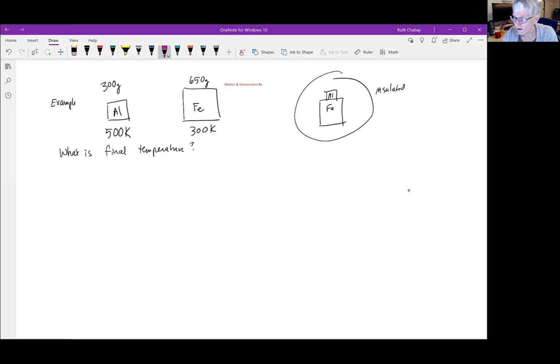So data, we have the heat capacity of aluminum is 1 joule per gram per Kelvin. And the heat capacity of iron is about 0.42 joule per gram per Kelvin. And if we wait long enough, we actually know these things are going to come to the same temperature, right? They're going to come to what we call thermal equilibrium, because these blocks are in contact and energy can flow back and forth between the blocks. But the question is, what is that final temperature?